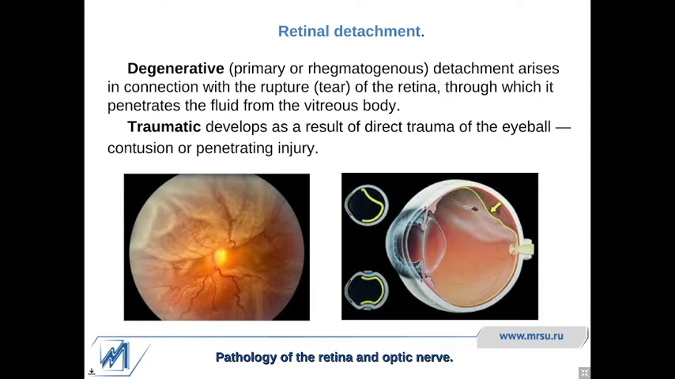It develops as a result of direct trauma of the eyeball, contusion, or penetrating injury. Here you see clinically the picture, the photo of the retinal detachment. Total retinal detachment. It is an optic disc. It is the vessels of the retina. Retina is detached. Not like here, for example, there is a part of the retina which is not detached, a little part, and other parts are detached.